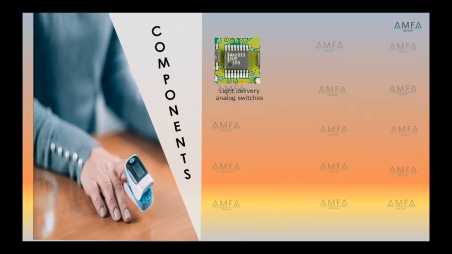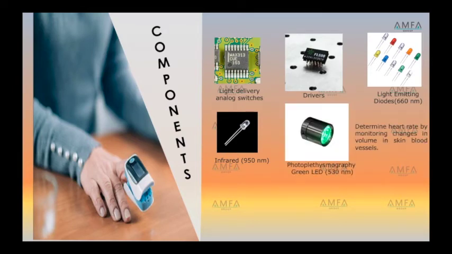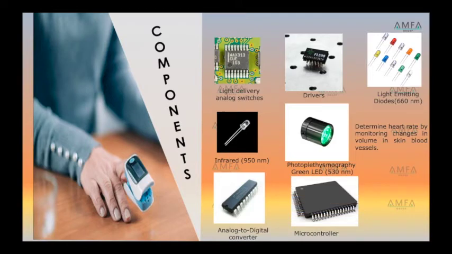Let's look at the different components. There are light delivery analog switches, drivers, then the LEDs at 660 nanometer, whose purpose we have already seen. There is an IR LED operating at 950 nanometer. When we are using photoplethysmography, a green LED at 530 nanometer is used. This is to determine the heart rate by monitoring changes in the skin blood vessels. The other component is the ADC, analog to digital converter. Then we have the MCU, microcontroller unit chip, and the photodiode.